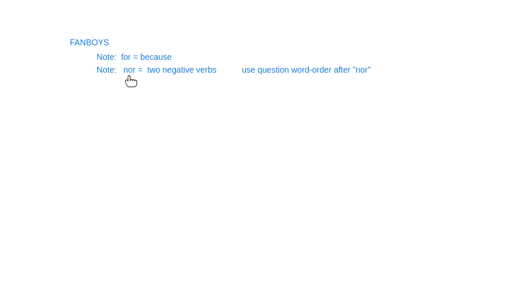So look at my whiteboard screen, okay? "Nor" equals two negative verbs. So we're using two negatives in this sentence. And we're going to use question word order after "nor." So it looks like a question because it says "want." That looks like a question.